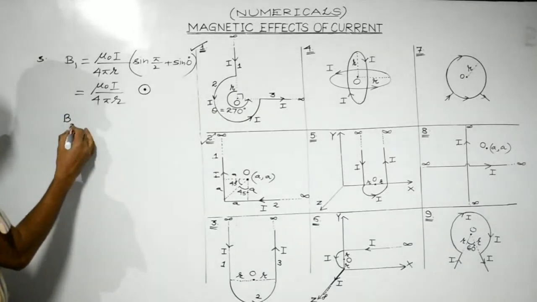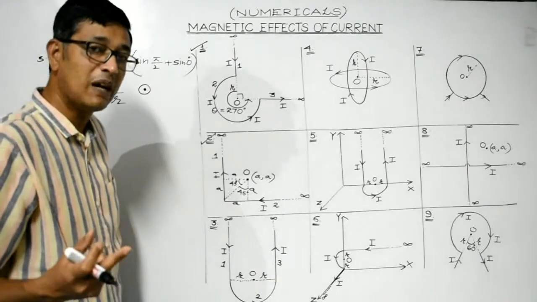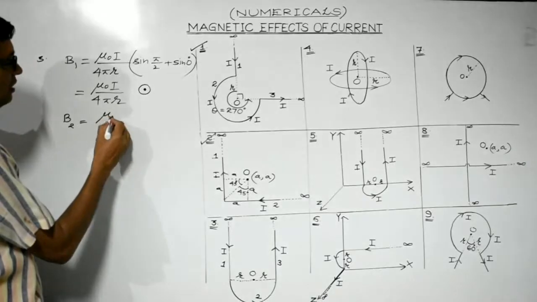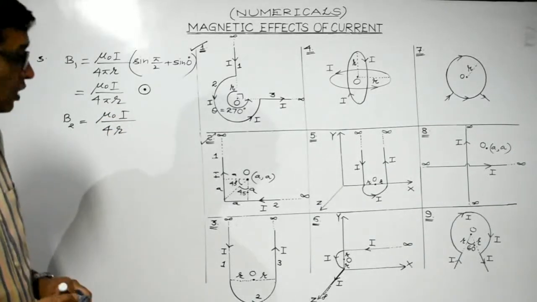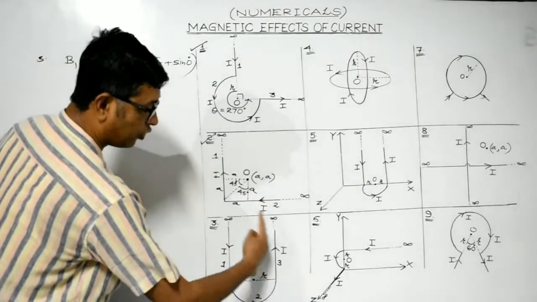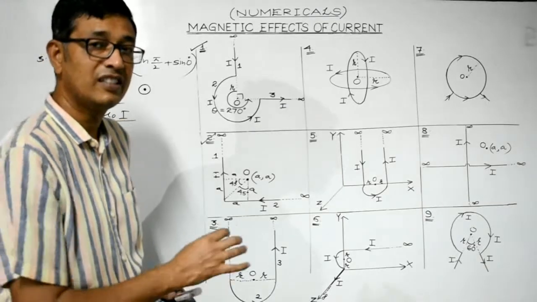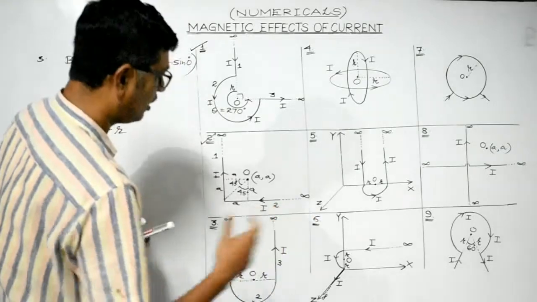Now let's find out B2 due to the semicircular section. What is the strength of the magnetic field at the center of a semicircular current carrying loop? It is given by mu naught I divided by 4r. Now what about the direction? Current is flowing in the anti-clockwise direction. So magnetic field at the center will be directed outwards, isn't it? Like this. It's directed in the outward direction.